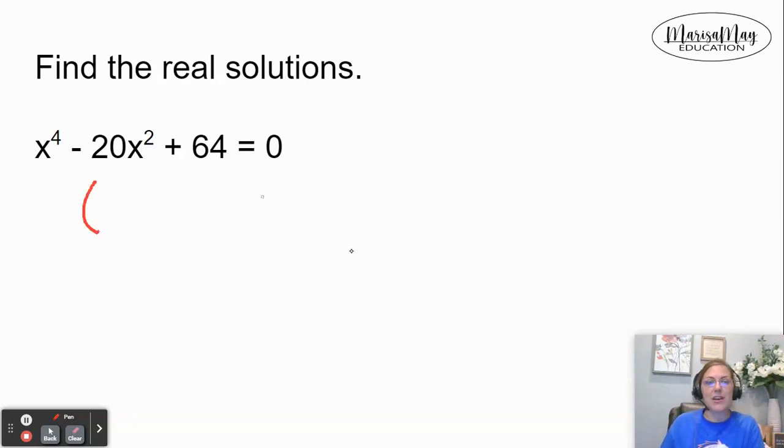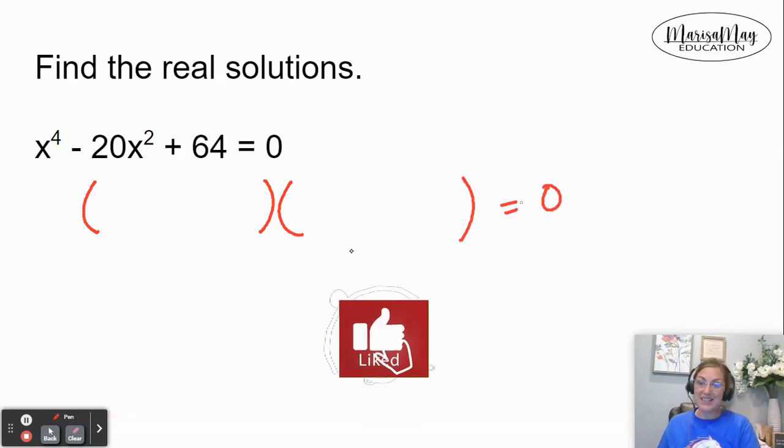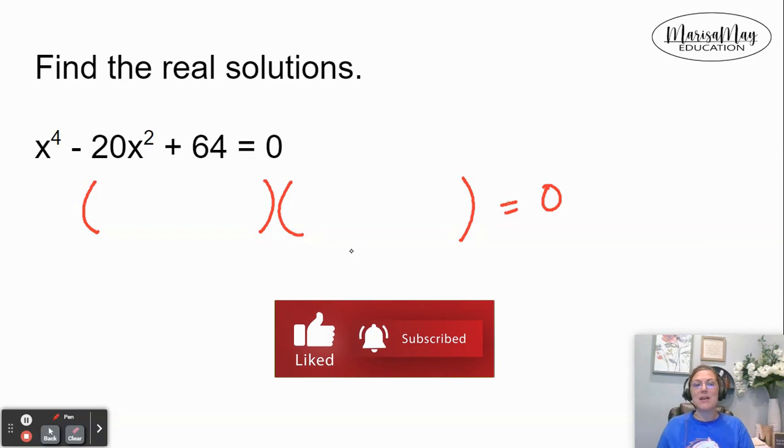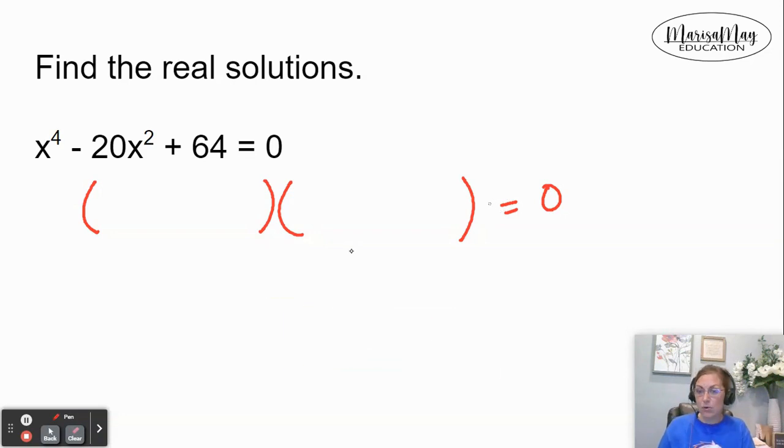I'm going to factor it. So I'm going to try to find two parentheses that when I multiply them together, I get x to the fourth minus 20x squared plus 64. So to fill the first place in the parentheses, I ask myself, okay, what two things are going to multiply to give me x to the fourth? Well, that's going to be x to the second and x to the second.